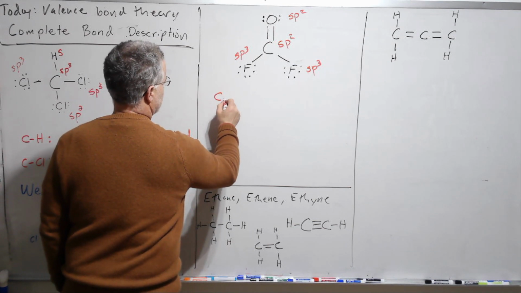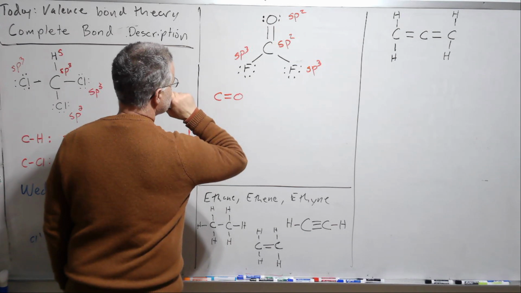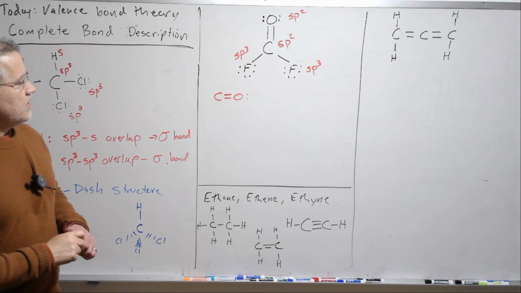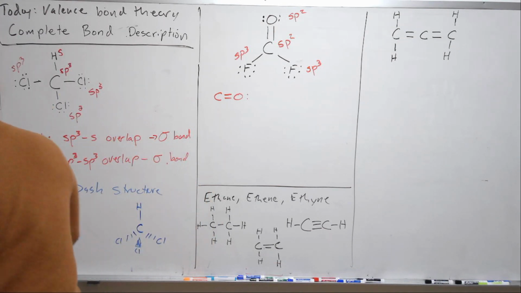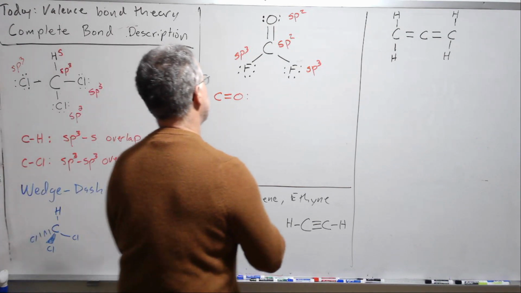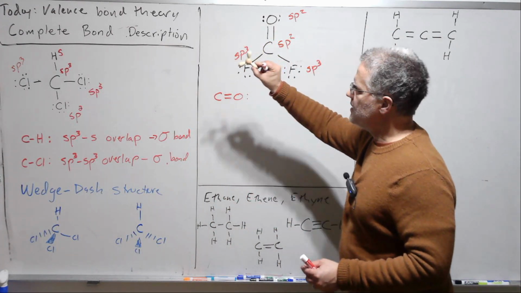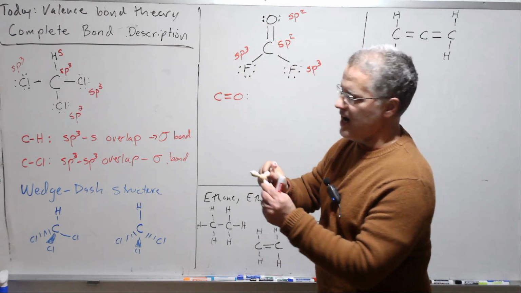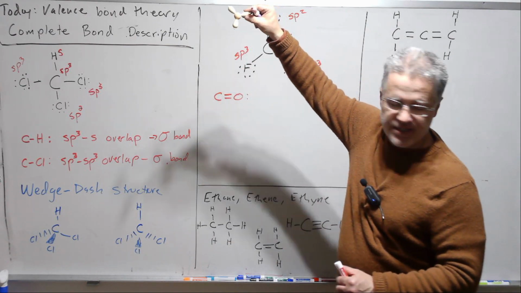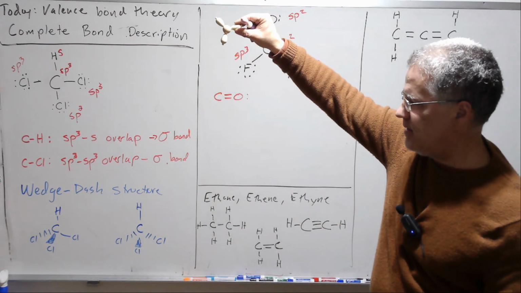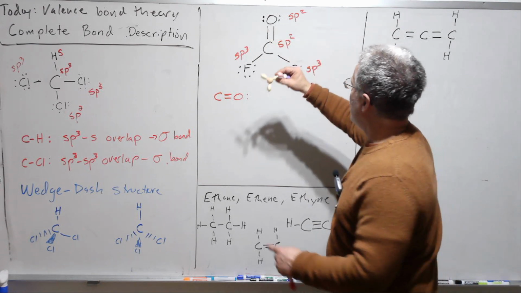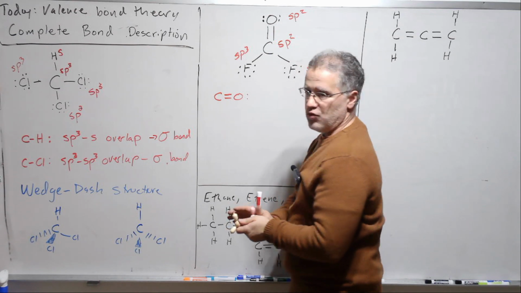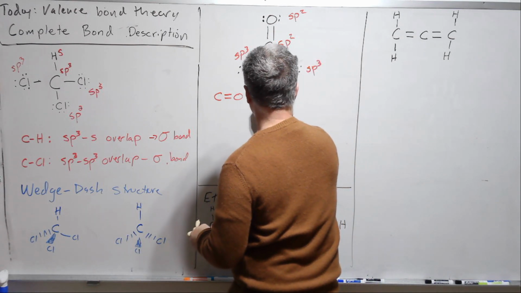So CO is going to be, well, how does this work now? We've got this hybridization here, and then the oxygen has its hybridization coming down, and these will overlap to form an sp2 sigma bond.